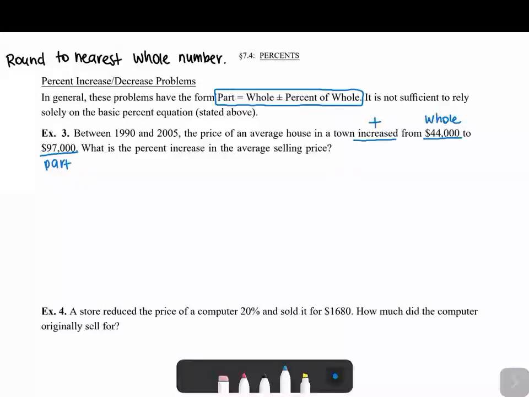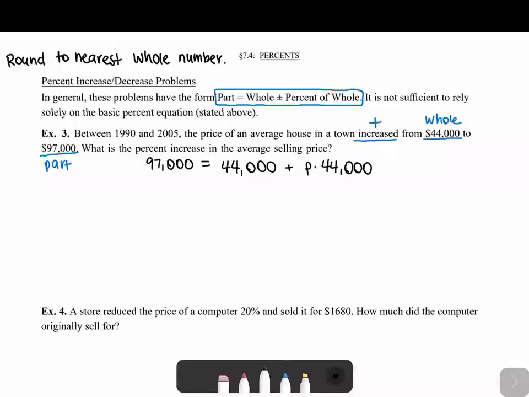Okay, so now that we have our part, our whole, and our increasing, we want to set up our equation. Using the formula at the top of the page, we have that the part, 97,000, equals our whole, 44,000, plus a percent of the whole. In this problem, we're not given a percent. You're only going to be given 3 of these 4 things. Out of the part, the whole, the percent, and the increase or decrease, you're only given 3, and we solve for the 4th one. So we're looking for some percent of 44,000.